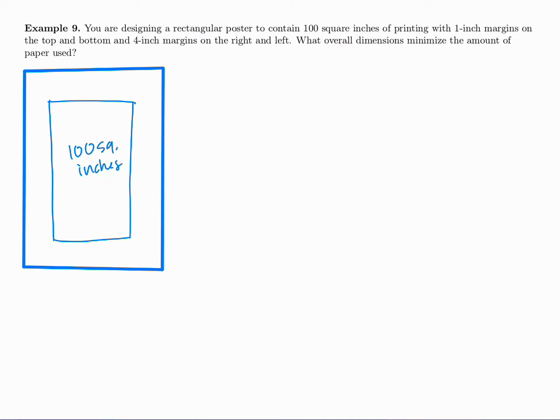And the 1 inch margins on the top and the bottom. So what does that tell me? That says that this distance is 1 inch and this distance is 1 inch. And I need 4 inch margins on the right and the left. So I did not draw this to scale, but that's 4 inch and that is 4 inches. So that's sort of what I'm looking at. I'm going to print a poster that has those margins around the edges and then has something printed on the inside that's going to take up 100 square inches of printing. Okay, so that was step 1. I drew a picture. Step 2, I want to minimize paper.